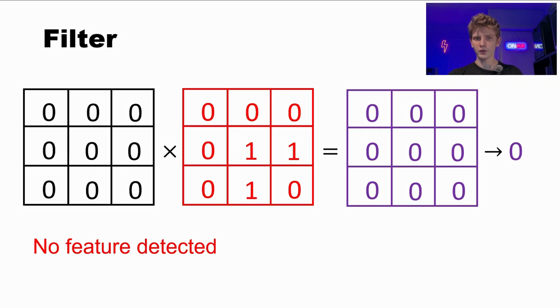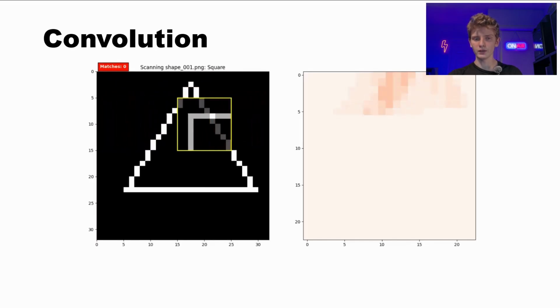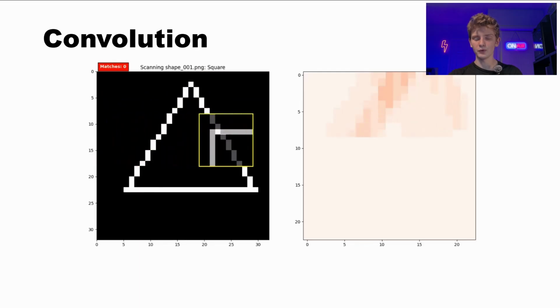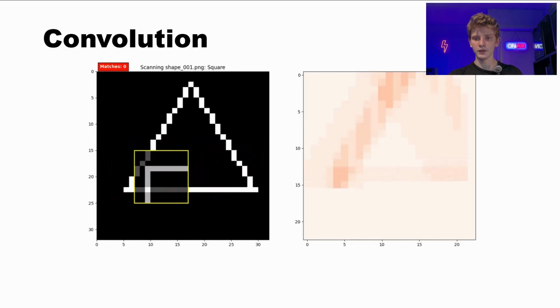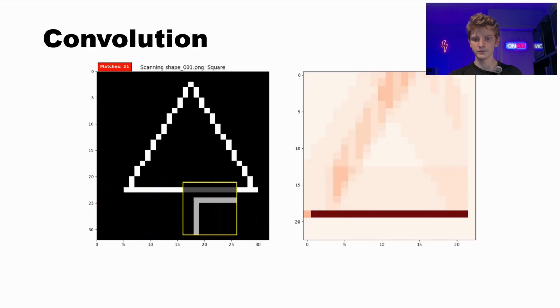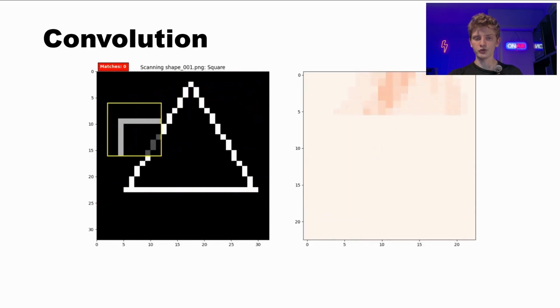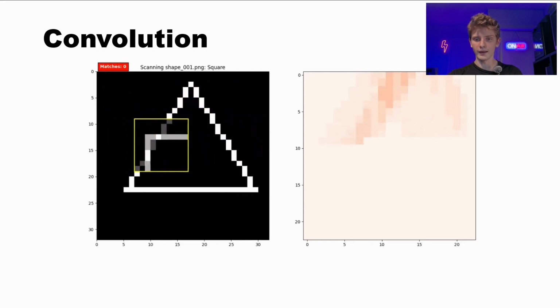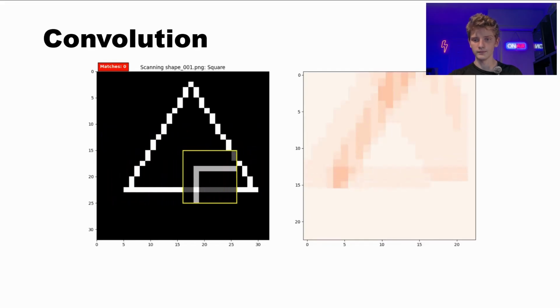So now that we understand what is actually happening when we do convolution, let's take a look at a visual example. You can see here we have an image of a triangle that we're trying to classify, and we're first overlaying the filter for the corner of the square. You can see on the right the color represents how strong of a match we get. And you can see here that even though we use a filter for a different shape, we could still sometimes get strong matches. Here we have a strong match at the base of the triangle.